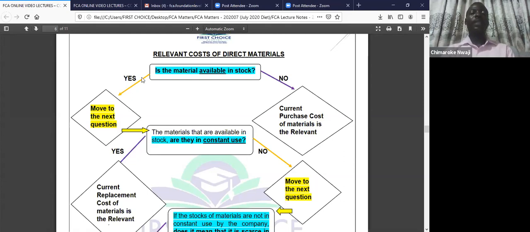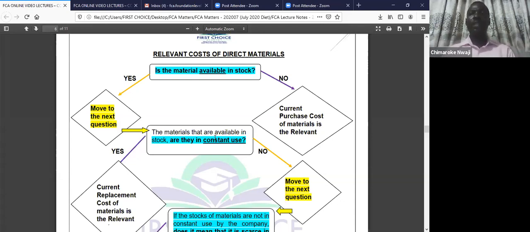Now, what if it is available in store? Go to the next question. The materials that are available in stock, are they in constant use? What it means is that if you do not use it, will somebody else be using it? Or do we use it every day? Is it very important that we use it every day?